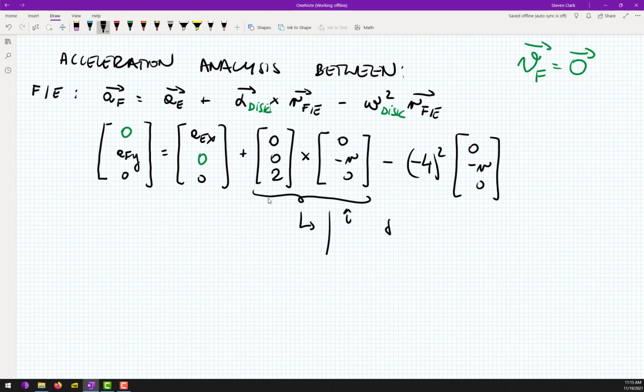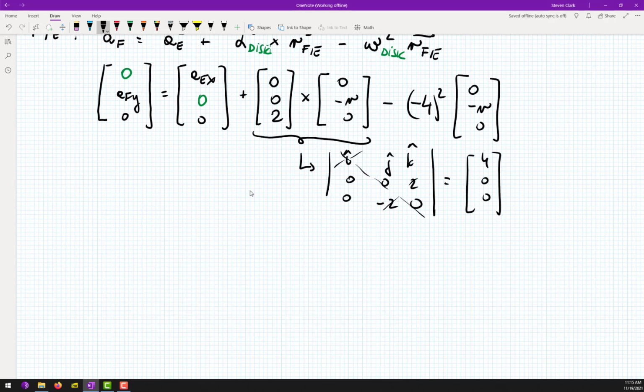Okay, let's do this determinant. So that would be IJK, 0, 0, 2, 0, and R was 0. It was 2, I believe. Yes, it would be minus 2, 0. So this would be 4, 0, 0. Great. Let us see. Let us sum up what we have so far. 0, AFY, 0 is equal to AEX, 0, 0. Oh, sorry, AEX plus 4, plus 32.